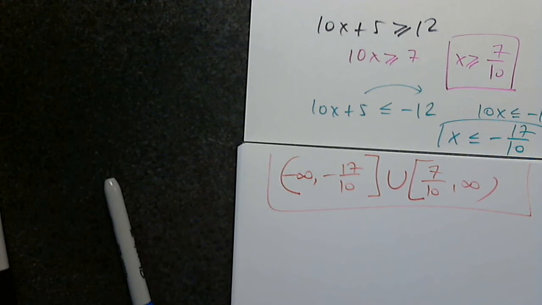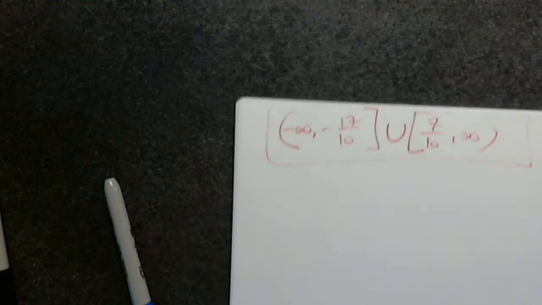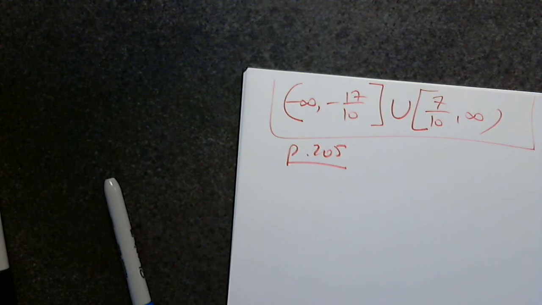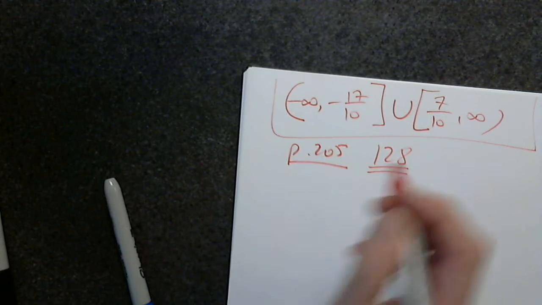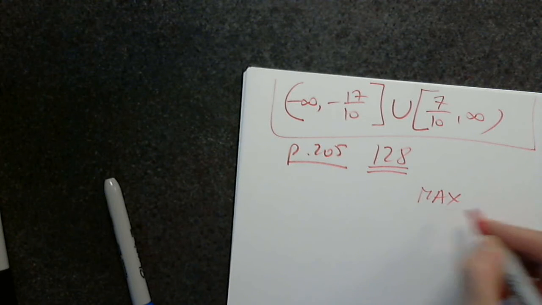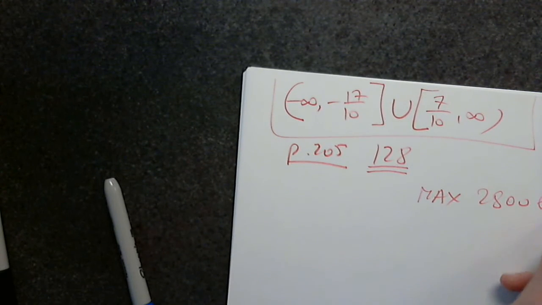Okay, we're going to look at some word problems here. On page 205, before we start chapter 2, let's look at 128. An elevator at a construction site has a maximum capacity of 2,800 pounds. Max 2,800 pounds.